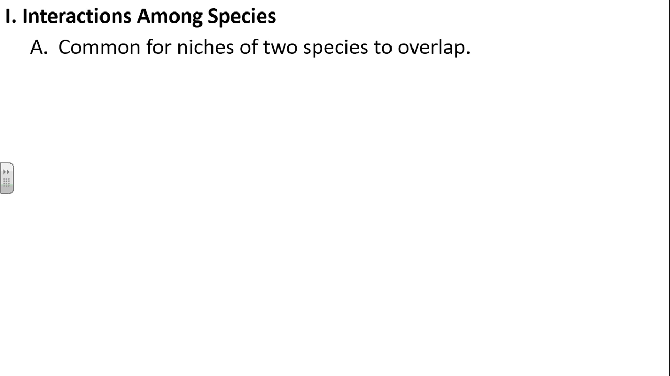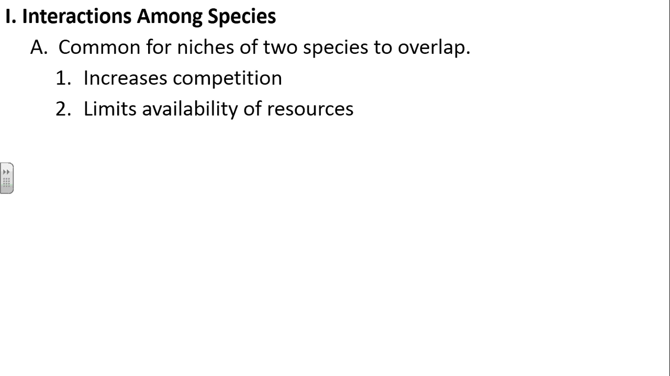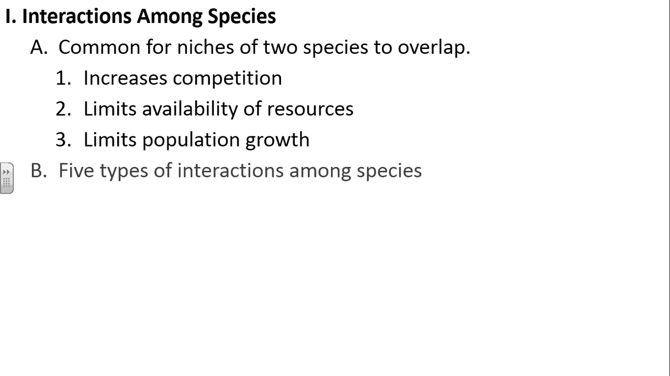Well, let's first talk about interactions among species. Now, it is common for the niches of two species to overlap. We commonly call this niche overlap. This increases competition among the two species, and of course limits the availability of resources. If they're competing for the same food resource, then there will be less of it to split between the two species, and also as a result limits population growth.